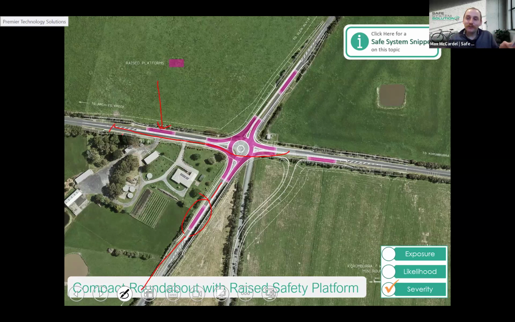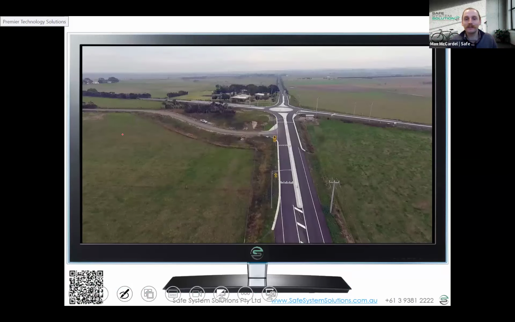So this is what you could use where you do have those constrained sites, because it is actually cheaper to be able to build within your existing footprint, not have to worry about land acquisition. And even if it does involve raised safety platforms, which is obviously additional asphalt, much cheaper to put in more asphalt than to be buying up land or moving utilities.